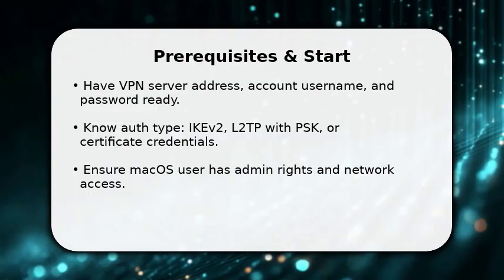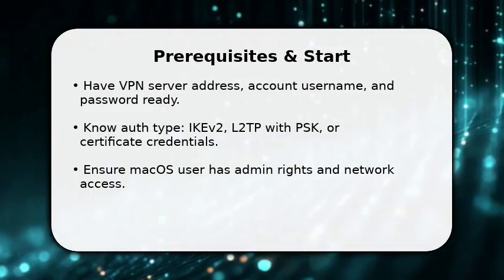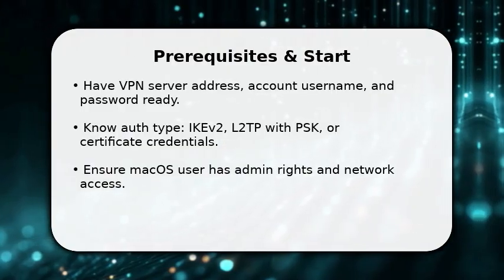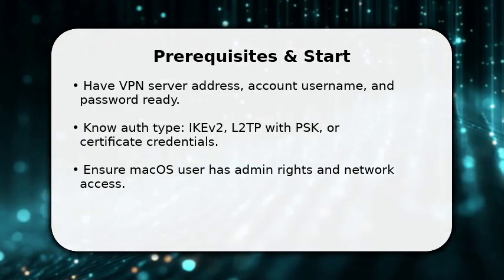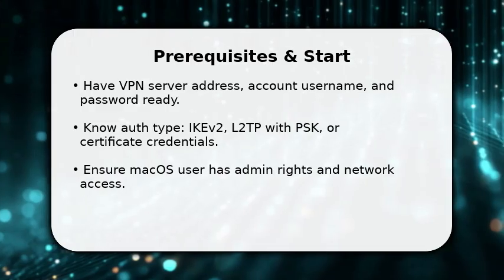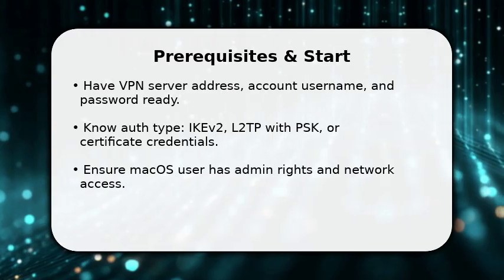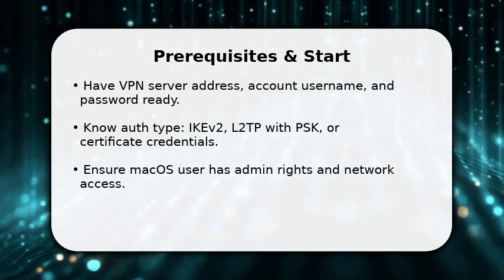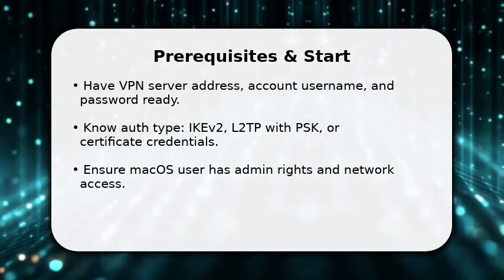You start with 3 essentials: server address, credentials, and the authentication type. Once done, open System Settings and go to Network to add a new connection. Choose VPN as the interface, then pick the correct protocol. IKEv2 is preferred for stability. Make sure you select Add VPN now and prepare to enter the server, remote ID, and your username. This gets you immediately into the configuration flow so you can complete the setup without delay.